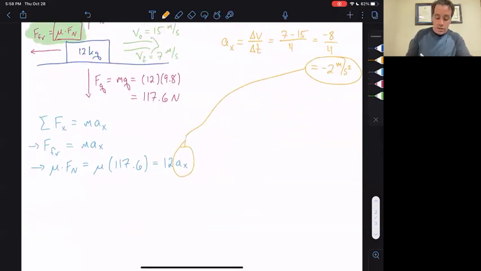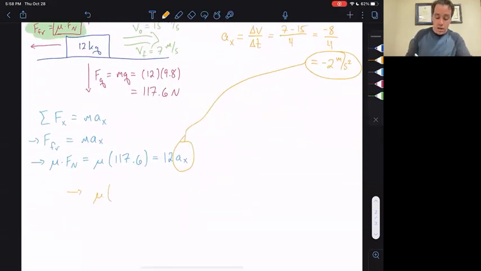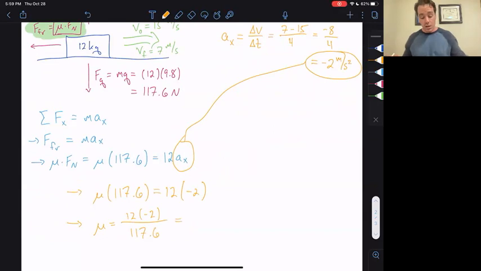Now I can say this acceleration is going to go in right here. And the equation just lights up like a Christmas tree. I've got mu times 117.6 equals 12 times the acceleration, which is no longer unknown. And looky, I'm going to do multiplication and I'm going to do division. And all of a sudden, the coefficient of friction is isolated. So I'll use handy dandy Mr. Brain here. 12 times 2, make that negative, and then divide by 117.6.